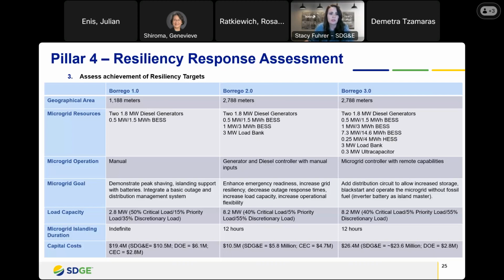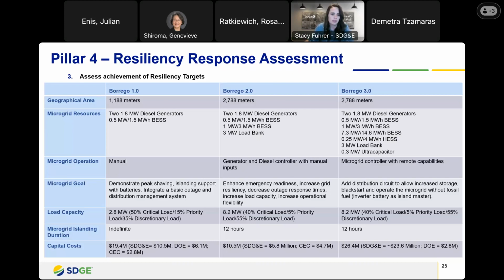And then as we look to Borrego 3.0, we want to be able to operate the microgrid under a renewable microgrid. We want to transition away from diesel and use inverter batteries as island master. And we want to model more so we can understand how the microgrid is actually going to respond.